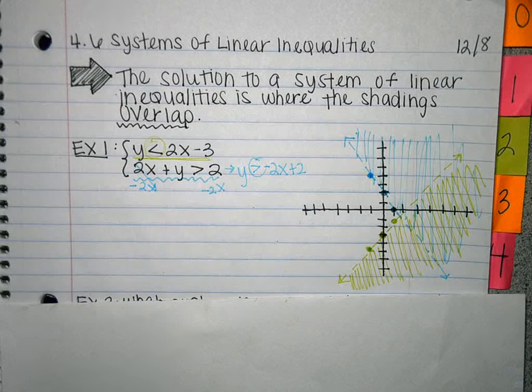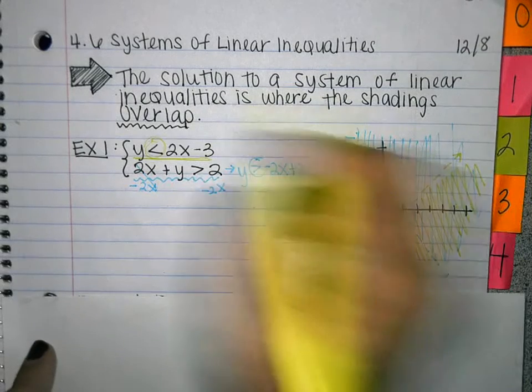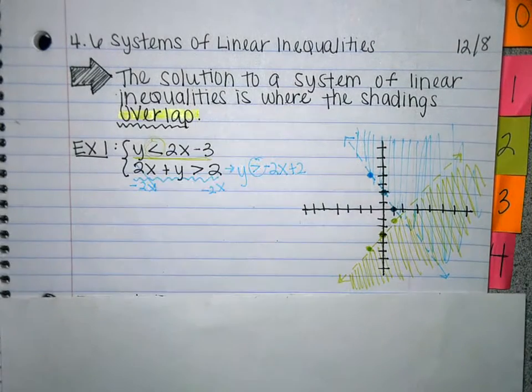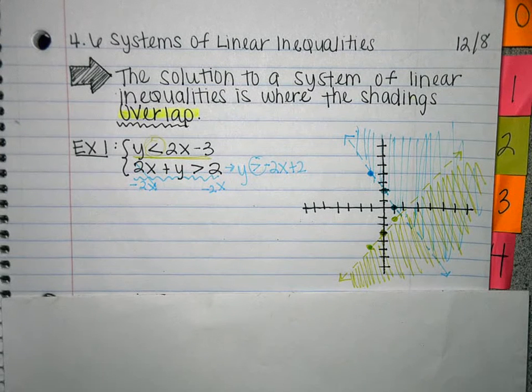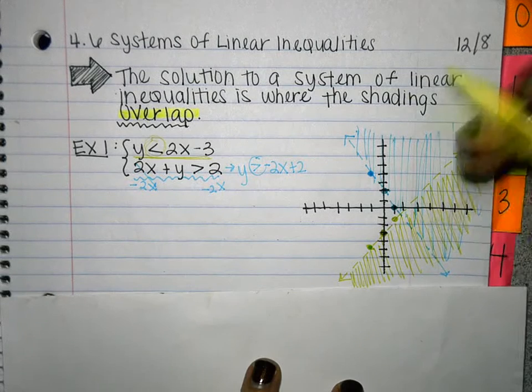Now, all of this shaded area is not my solution. My solution, remember, is where the shadings overlap. So I'm only going to highlight as my answer where I see green and blue shading because the points have to make both statements true. So you can, if you're using pencil, just shade it extra dark in that area. You can erase the stuff that is irrelevant, or you can use a highlighter to highlight where your answer is, which is what I'm going to do.